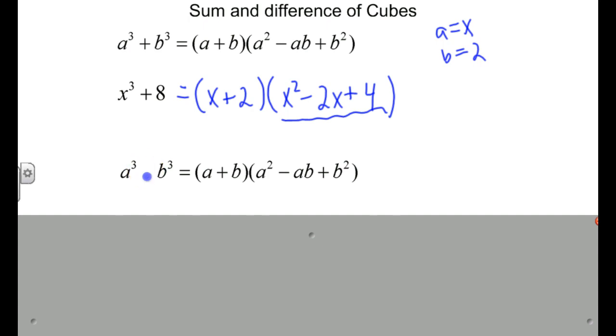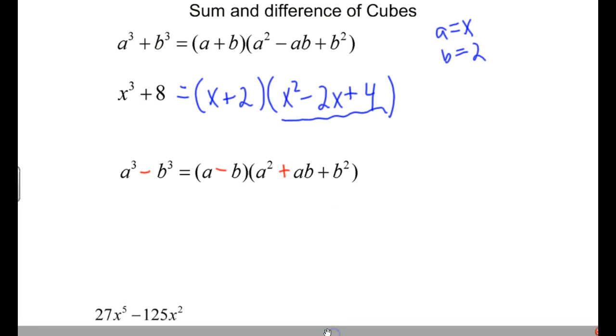So in the difference formula, these three signs are going to change. So this is now a minus sign. This was a plus sign, so it's now a minus sign. This was minus, and now it's plus. And so you can do difference of cubes.